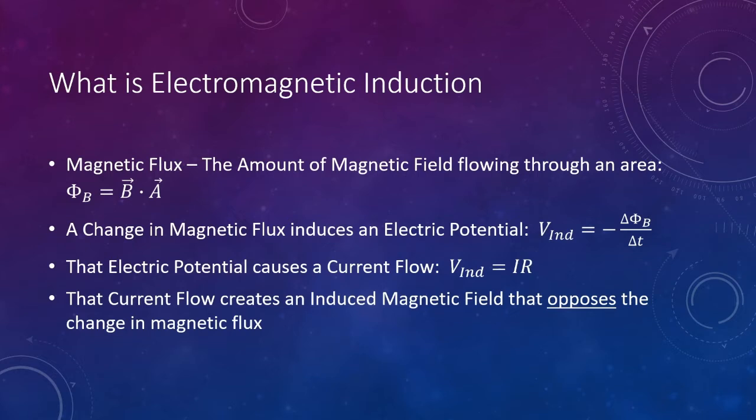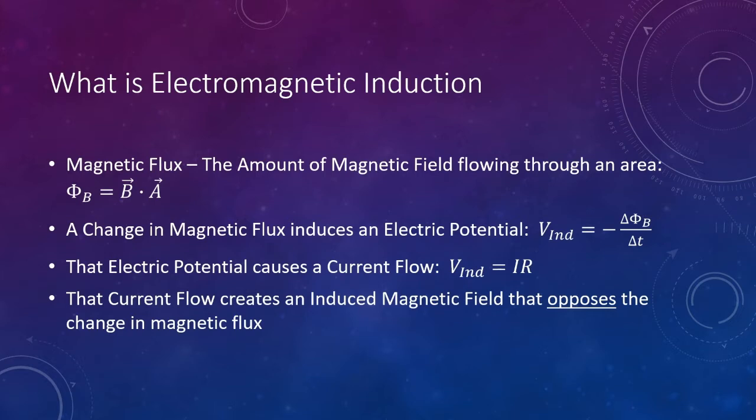Specifically, the magnetic effect is a change in magnetic flux. Now, magnetic flux is a scalar that tells you how the magnetic field is flowing through an area. It's a dot product of the magnetic field with an area vector. The area vector has a magnitude that's just the area of whatever surface you're talking about, and the direction is perpendicular to that surface. And so a change in that magnetic flux over time induces an electric potential.